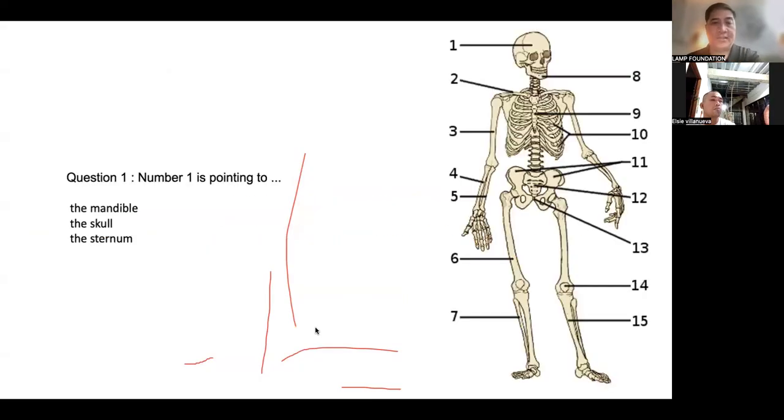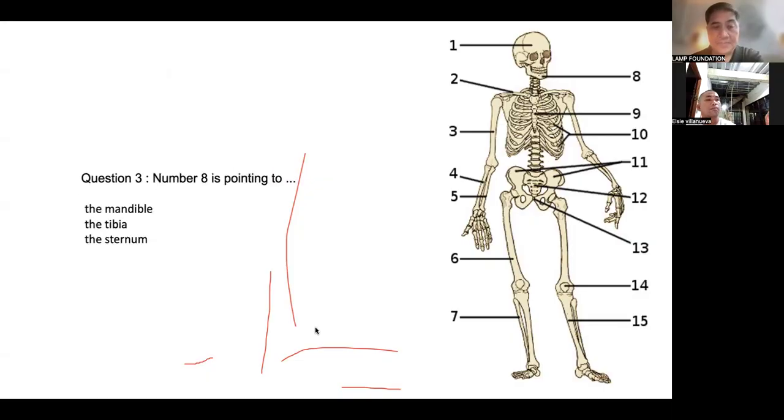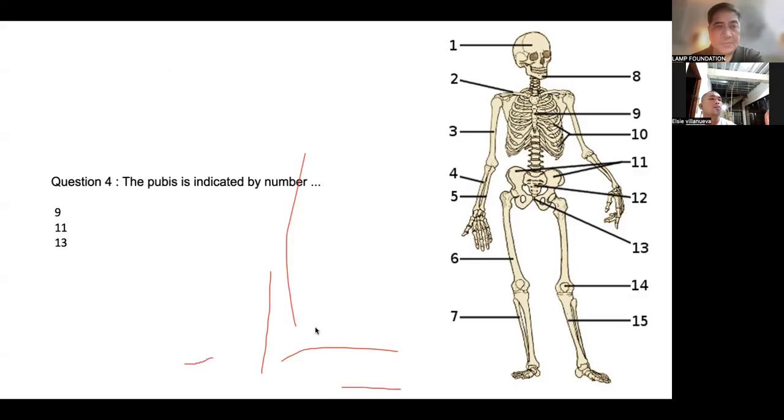Now let's go to the skeleton, full skeleton. Number 1 is the skull. Patella is what number? Number 14. Number 8, the mandible. The pubis, number 13. Number 3, humerus. Pelvic girdle.